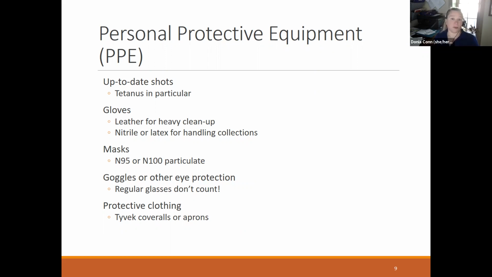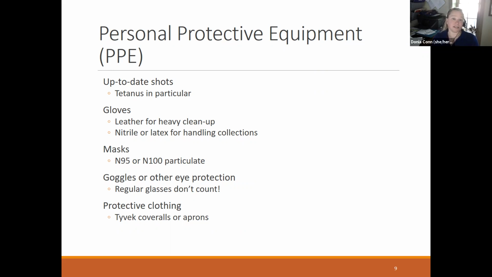But it becomes very important when you're doing disaster response. I always have my tetanus shot updated only because I know I'm a klutz. And if there's something to scratch yourself on, I will be the one to do it. You're going to want to have different kinds of gloves on hand. You're going to want to have leather for heavy cleanup. And then you want to have nitrile or latex for handling the collections when we get to the salvage aspect. I tend to prefer nitrile because latex often causes people allergic reactions.